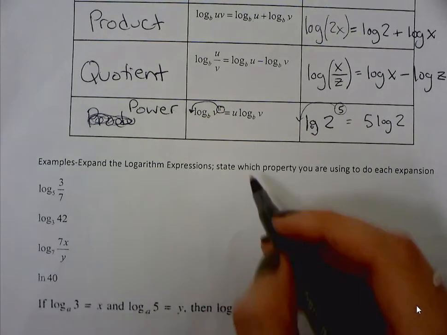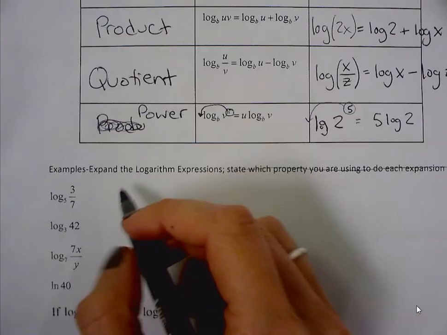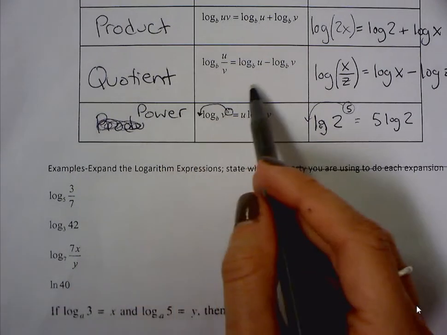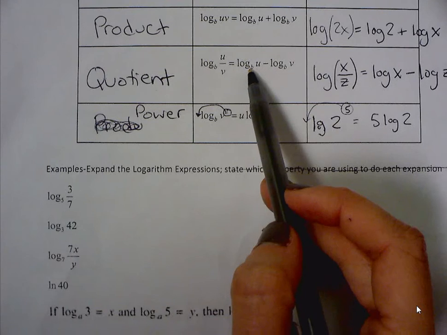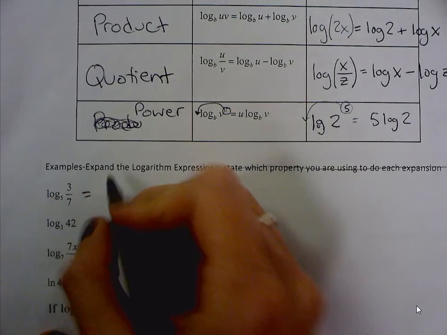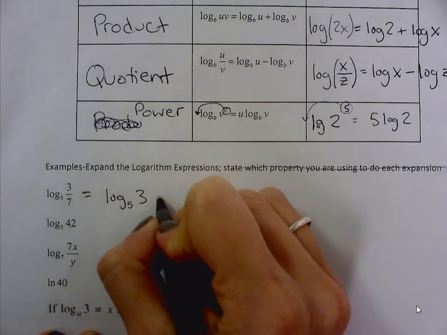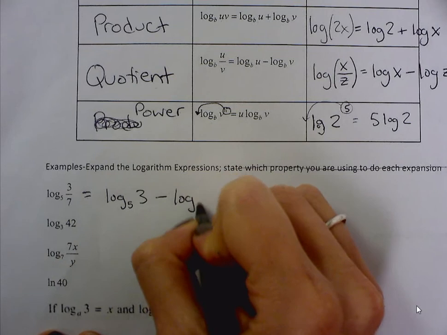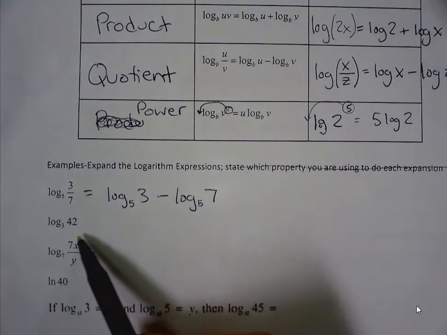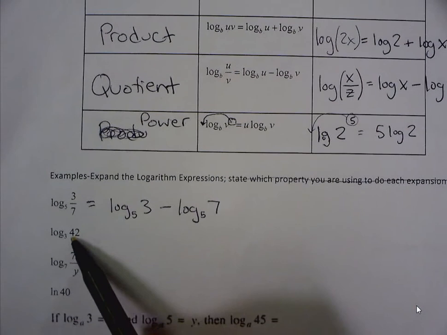You don't have to state the property. Let's just do what we need to do. So, if I'm dividing, my property is the quotient property, so that means I'm going to subtract my logs when I expand. Notice my base of 5 is not going to change. So I'm going to have log of base 5 of 3 minus log of base 5 of 7. Done.